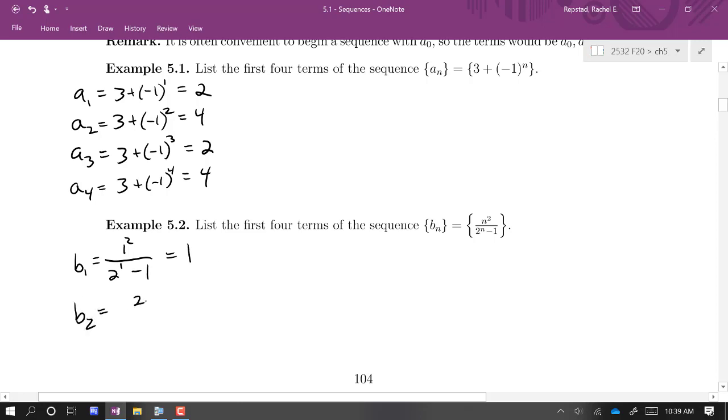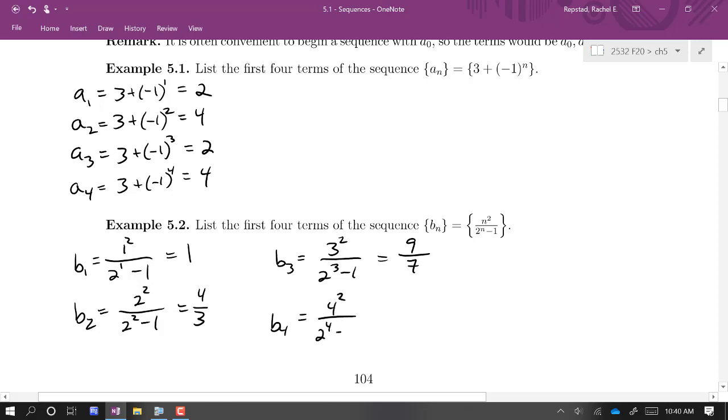B2 is 2 squared over 2 squared minus 1. So that is 4 over 3, 4/3. B3 is 3 squared over 2 cubed minus 1. That is 9 over 8 minus 1, which is 7. And B4 is 4 squared over 2 to the 4th minus 1. So that's 16 over 15.